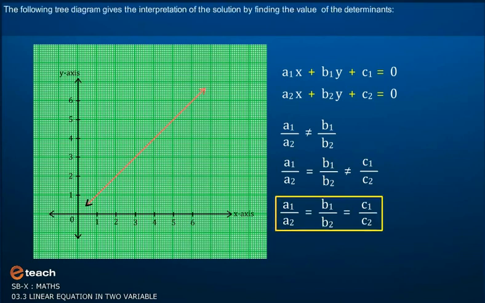The following tree diagram gives the interpretation of the solution by finding the value of the determinants.